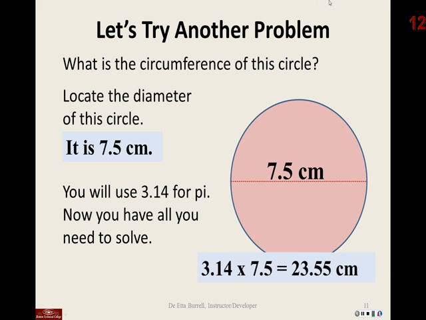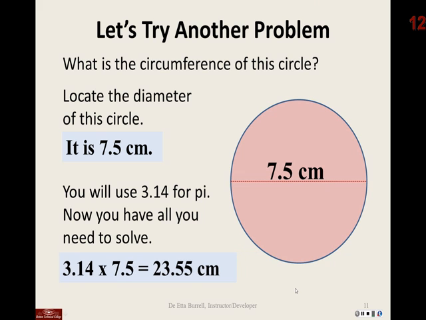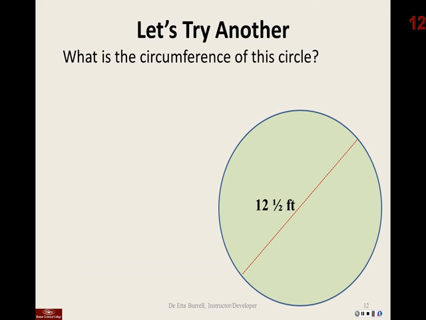3.14 times 7.5 is 23.55 centimeters because it's linear, centimeters. Did everybody get 23.55? Okay. What's given here? Diameter. That means I'm going to take the same formula that I had, right?